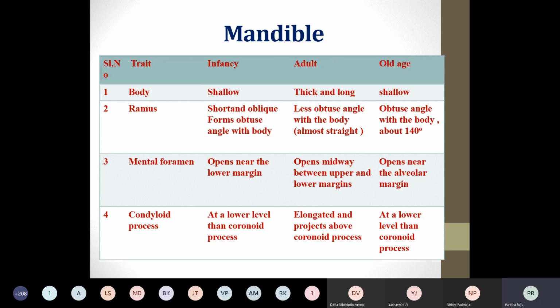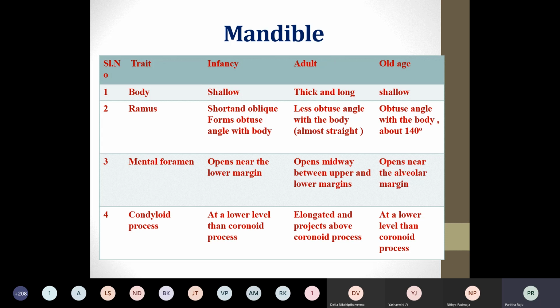Whenever you see the body in case of infants, it is very small when you compare it with that of the adult. And the ramus is short and oblique, forming an obtuse angle with the body in case of infancy. In adult, it is less obtuse. So in infancy it is more obtuse, in adult it is less obtuse, and in old age again it becomes obtuse. Normally in infancy and old age, the findings are usually the same. Only in adult does it change.